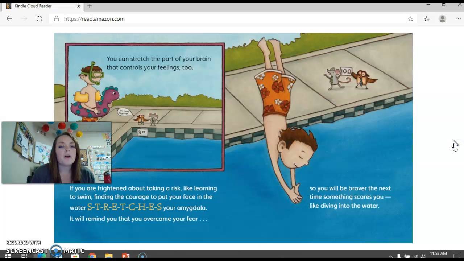You can stretch the part of your brain that controls your feelings too. If you are frightened about taking a risk like learning to swim, finding the courage to put your face in the water stretches your amygdala. It will remind you that you can overcome your fear. So you will be braver the next time something scares you, like diving into the water.